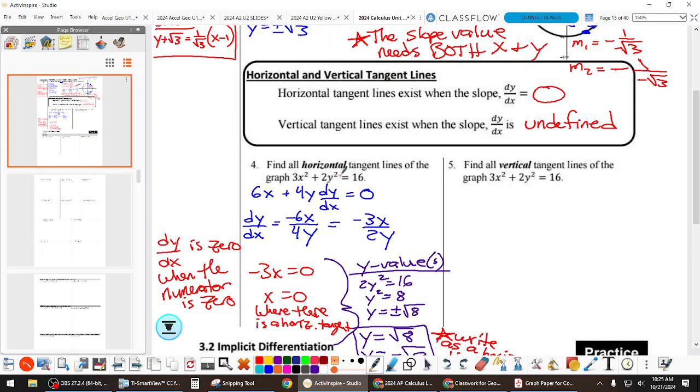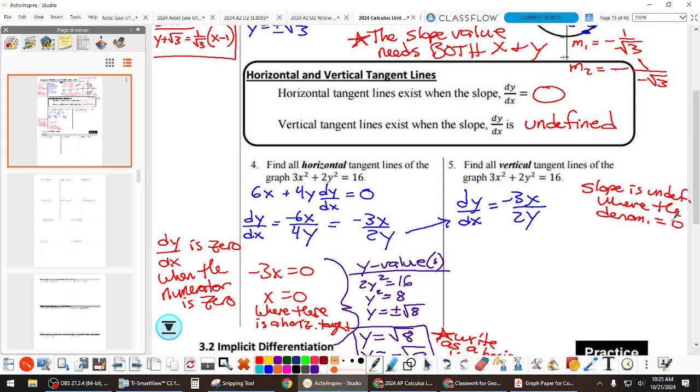Notice the equation is the same, so dy dx is the same. So what is true to make that undefined now? 2y equals 0. Yeah, so the denominator, right? Okay, and then what are we looking for in this case? What is the form of the equation for a vertical line? x equals, yeah.